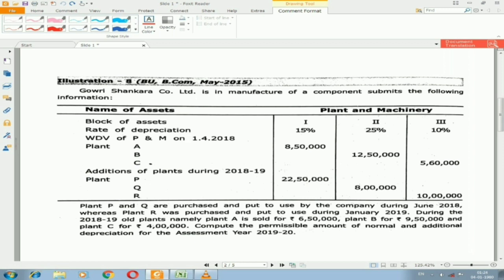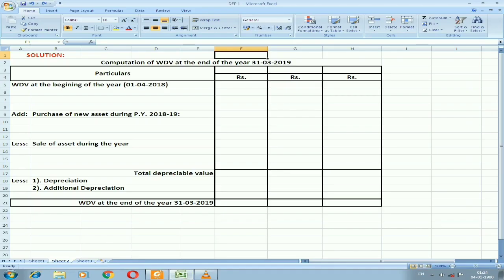Here in the illustration they have asked us to find out normal and additional depreciation, that is nothing but total depreciation we need to show. Let's start with the solution. Here I have already prepared the format. So computation of WDV at the end of the year 31/3/2019, particulars, and the rest of the format is same which I have shown you in the first session.